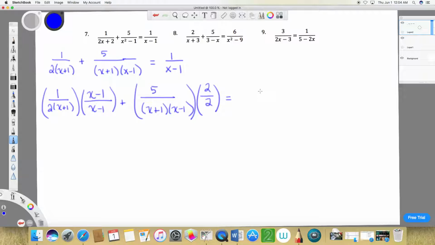On the right-hand side, I have 1 over x minus 1. It's missing a factor of x plus 1. So I'll multiply it by the number 1, but write it as x plus 1 over x plus 1. But it's also missing a factor of 2. So I'll write it as 2 over 2. Well, now I have the same denominator in all three terms. The order of the multiplication is not the same.